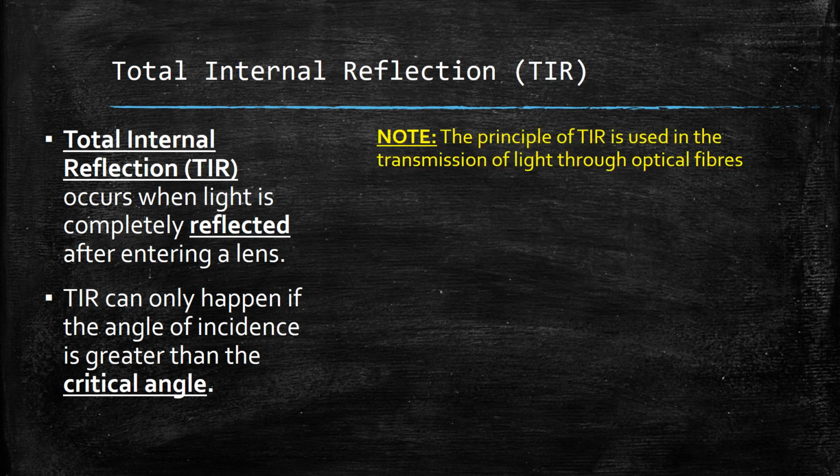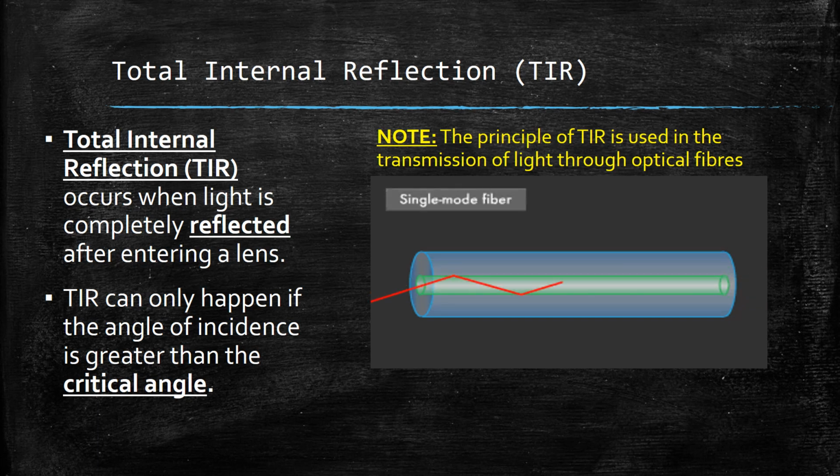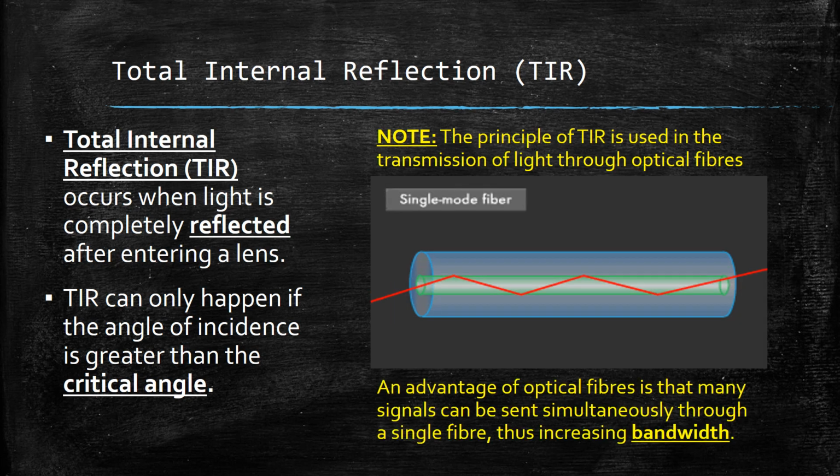The principle of total internal reflection is used for the transmission of light through optical fibers, as opposed to electrical signals through a copper wire. The main advantage of an optical fiber is that many signals can be sent simultaneously through a single fiber. This increases bandwidth, which is why optical fibers are used for broadband internet connections.